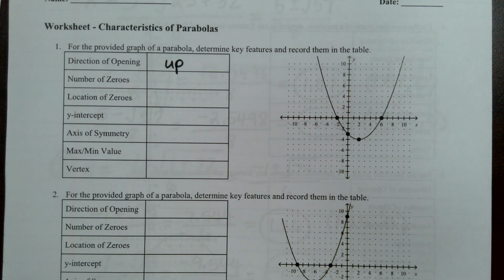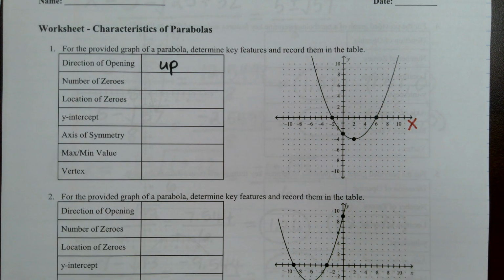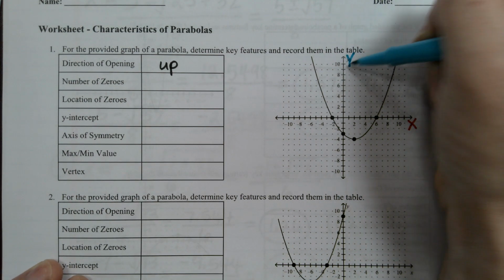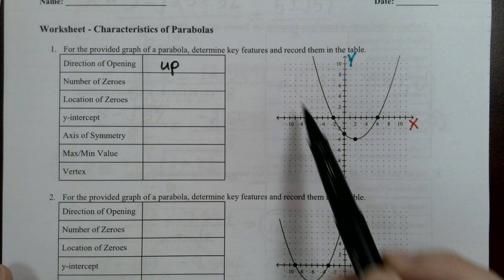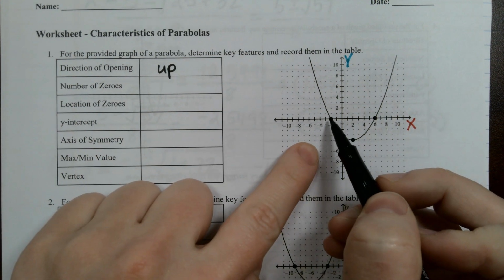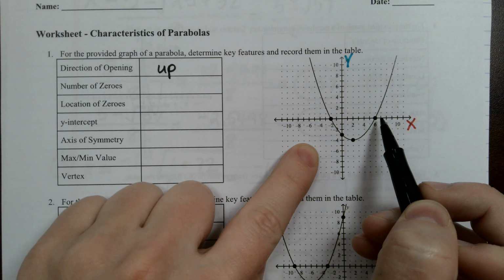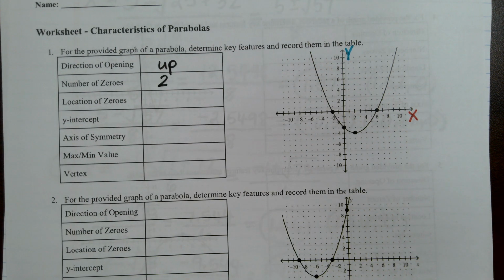First, let's label our x and y axis. I see it's labeled, but I'm going to make it a little more obvious. So I'm going to do X and Y. So how many times does the parabola touch the x-axis? 2 times, one here and one here. So I'm going to write 2. There's 2 of them.